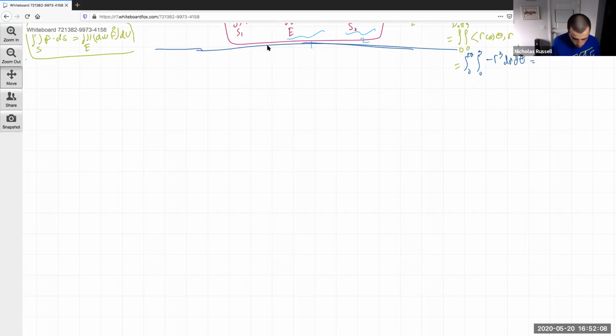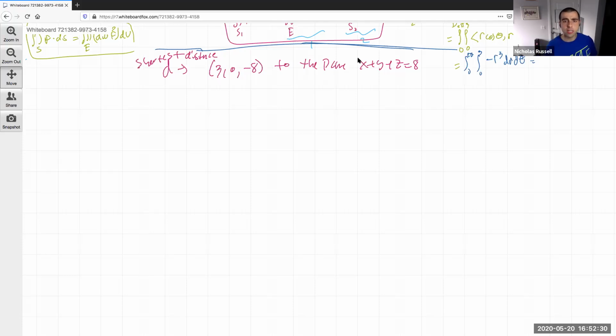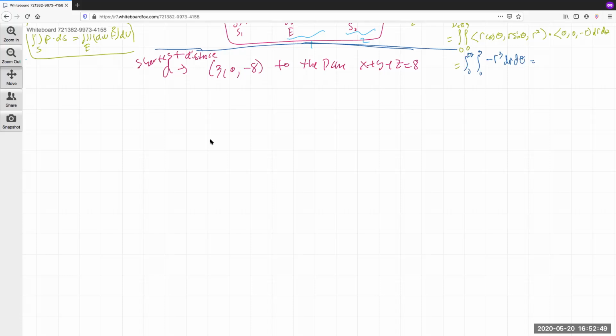So my goal is to find the shortest distance d from the point (3, 0, -8) to the plane x plus y plus z is equal to 8. Shortest distance. Okay. So if I want to find the shortest distance between this point and the plane, this is actually a WebAssign question. For some people, it's question 6. Is this the one you were asking for? I forget who asked that question. There was one where it had something like e to the x times cosine of y, something like that.